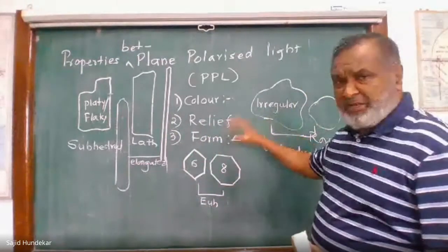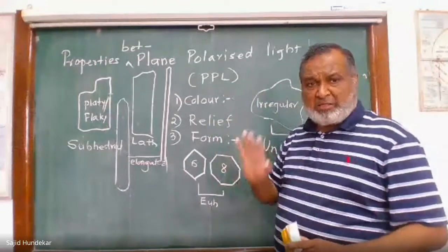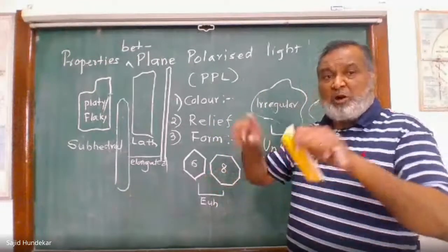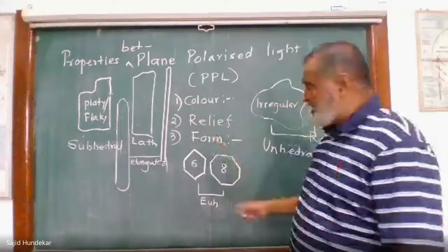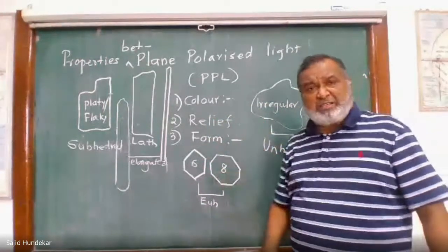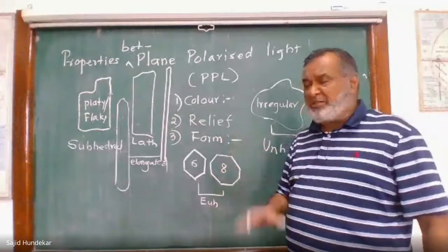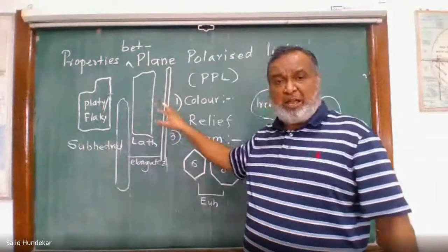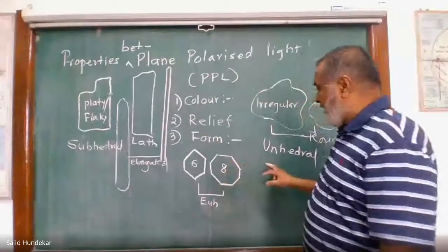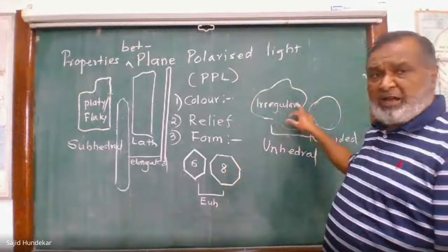The forms are in 3 categories: euhedral, subhedral, anhedral. Euhedral means all edges are present, straight lines, whether it may be 6 side or 8 side. Then the second one is subhedral, where only half faces are present, with flaky form, lath shape and elongated one. And in the anhedral, we have irregular and rounded.